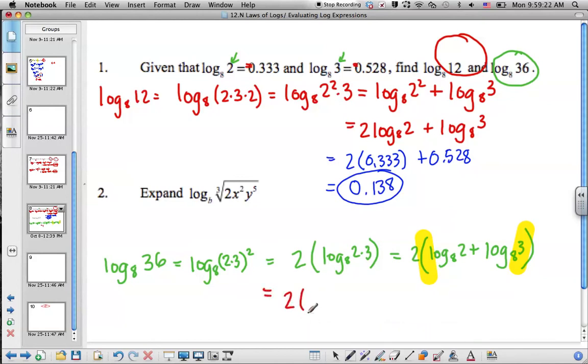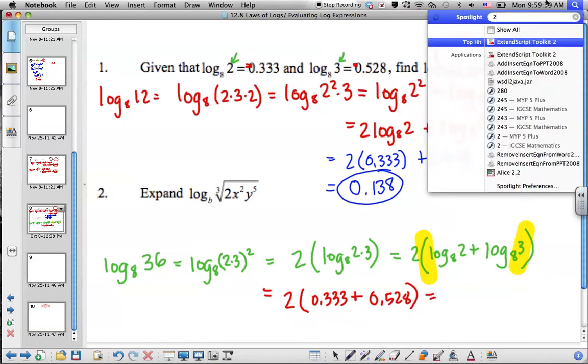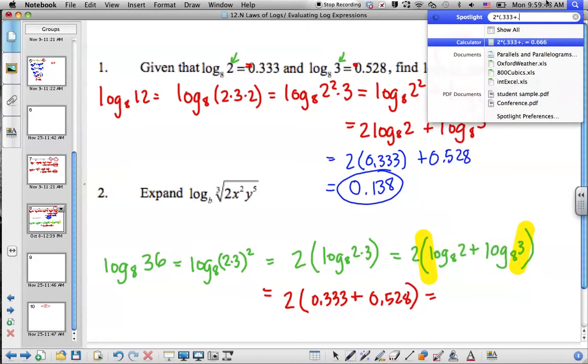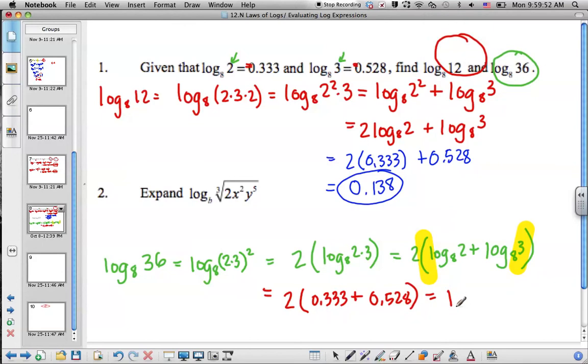So we have 2 times log base 8 of 2, which is 0.333, plus log base 8 of 3, 0.528. And now we'll go ahead and evaluate that. 2 times 0.861... No, let me check that. 1.722. There we go.